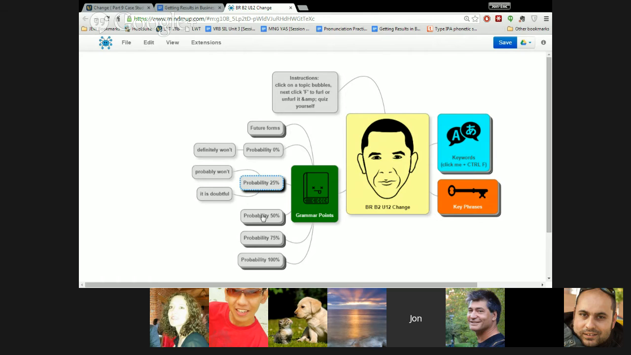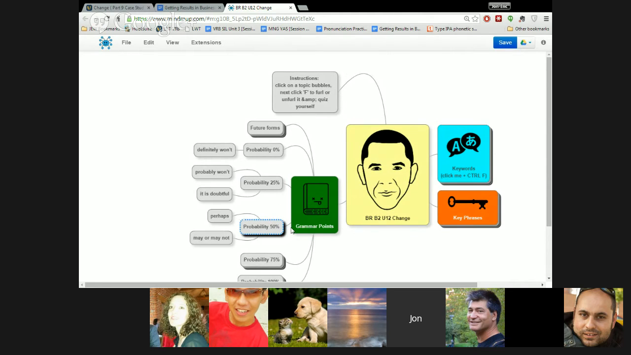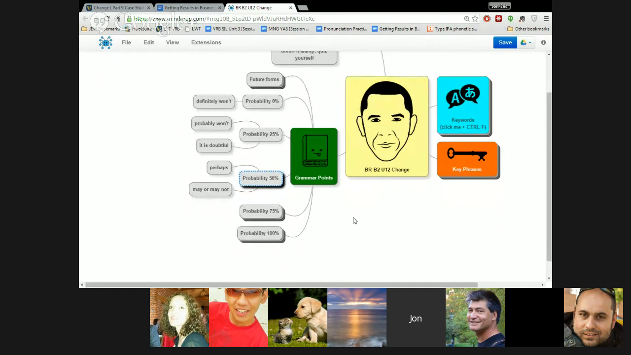Jose, what do you think about 50% probability? How would you express that? Yes, 50% probability, for example, perhaps. Perhaps? or probably won't. Well, I would say that's less. But perhaps is exactly equal, 50-50. Equal. Okay. And I added another key expression. It may or may not happen, because you hear native speakers say that a lot. So perhaps, or it may or may not. Okay. Very good. All right.